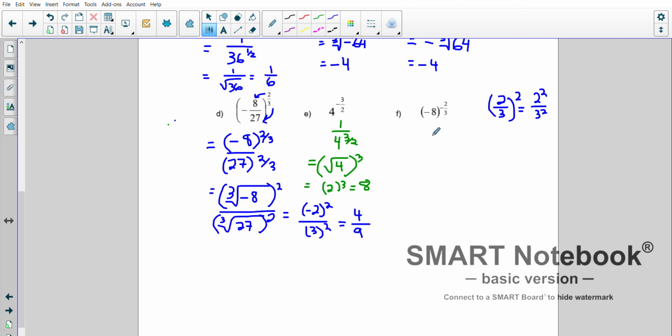So here we have a negative exponent again. So this is going to be 1 over, notice I'm not changing the base, it's going to be negative 8. The only thing that changes is the negative exponent now becomes positive. So this is going to be the cubed root of negative 8, put some brackets around that, all squared. Cubed root of negative 8 is negative 2. Square that, and you get positive 1 over 4.